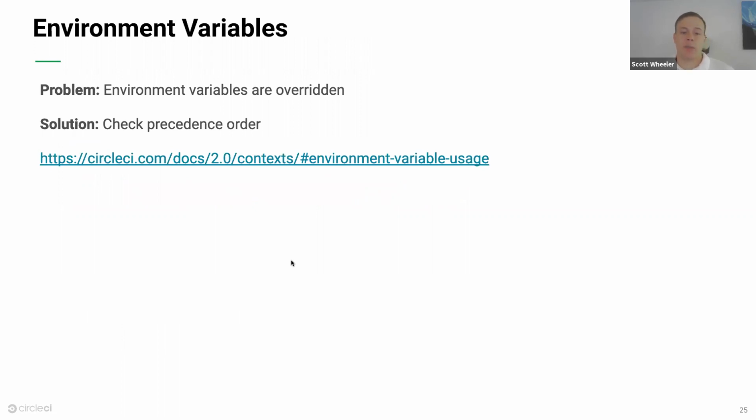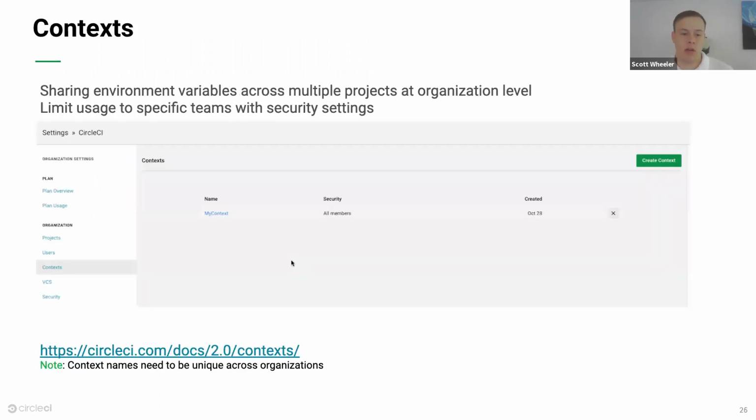In the event that environment variables are overridden, you should check the precedence order. There's a good chance the environment variable might be configured at the project level, but then overwritten in the config at the step or container level. Using context to manage environment variables allows you to limit the access to the environment variables to teams using security settings on GitHub. This functionality is not available on Bitbucket currently.